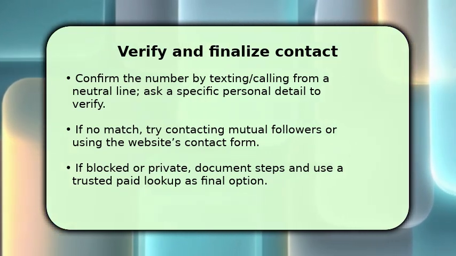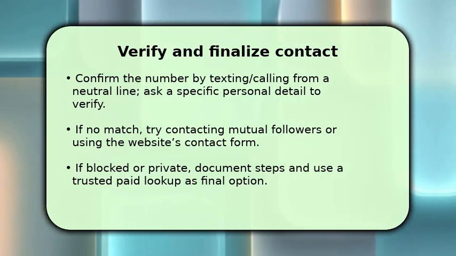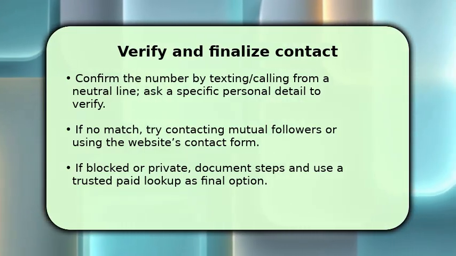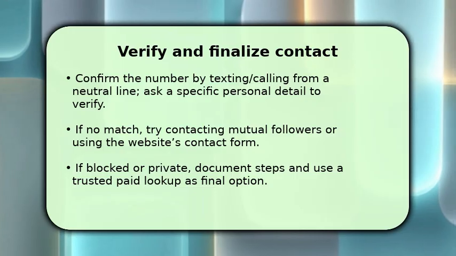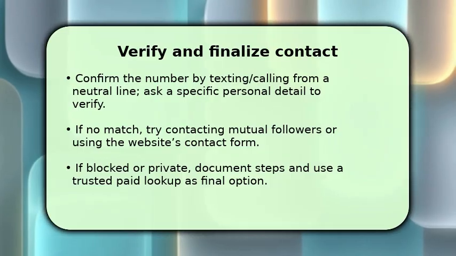Call or text from a neutral line and request a specific personal detail that only the account owner would know. If direct verification fails, message mutual followers or use the linked website's contact form to request confirmation.